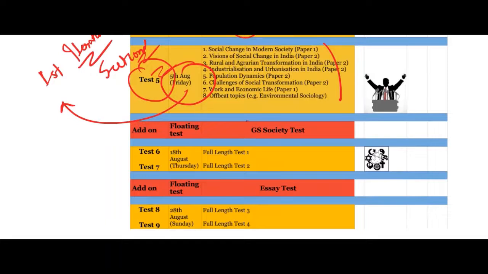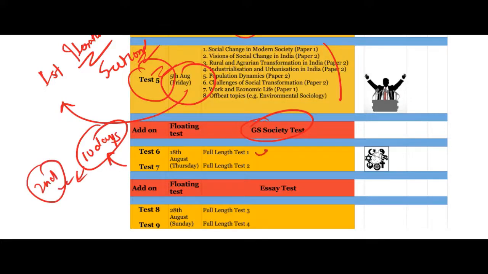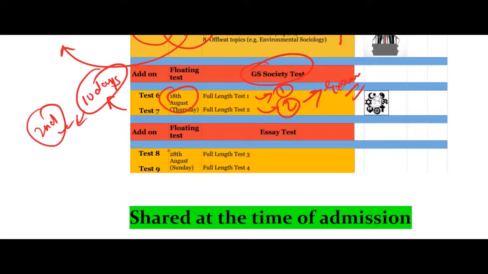Now we have a GS society test, and then you have around 10 days to make the next iteration of revision, that is the second iteration. We have a full length test for paper 1 and then a full length test for paper 2, a replication of actual exam like conditions. That is on 18th of August. So by this time we have completed the second iteration.